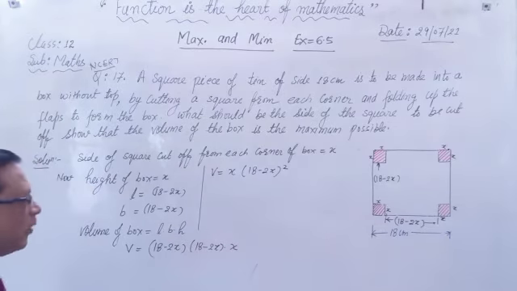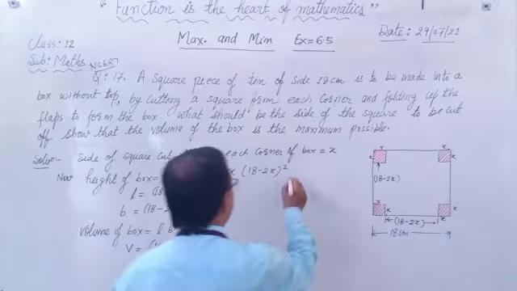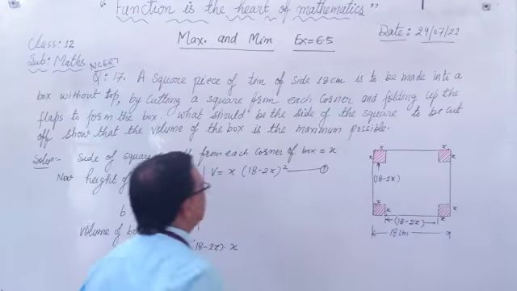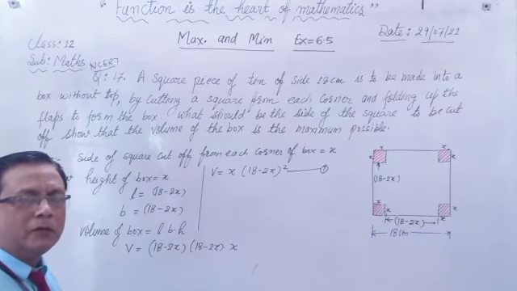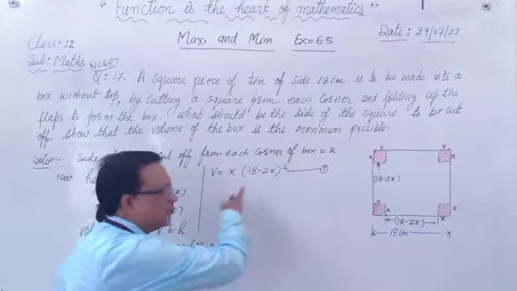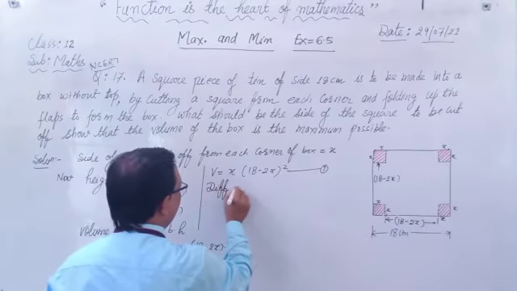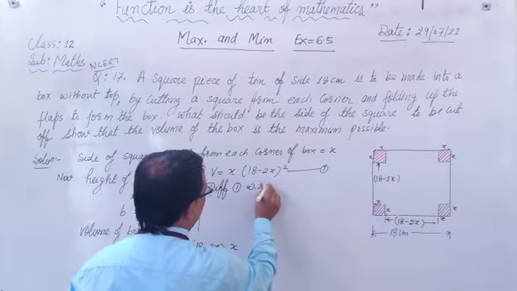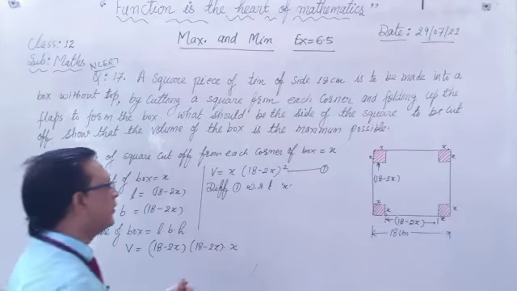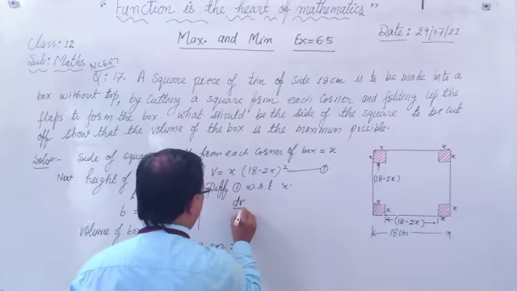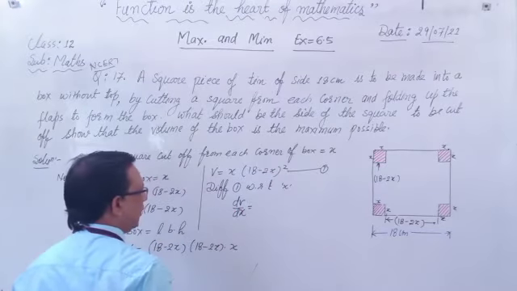If we want, we can take 2 common, but there is no need to take common. So this is your equation 1. Now, to find the maximum and minimum value of x, we differentiate this function with respect to x, then we get dV upon dx. Here we use the UV method, the product rule.